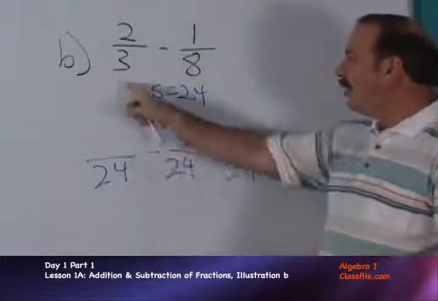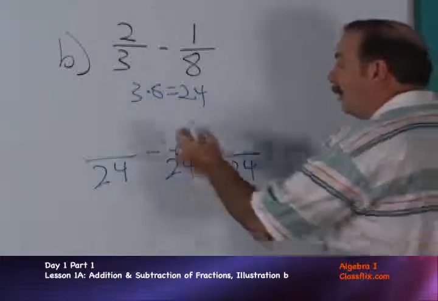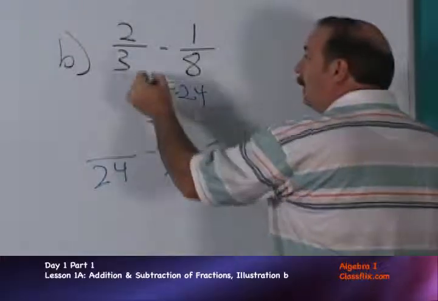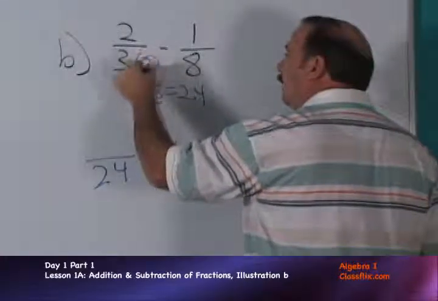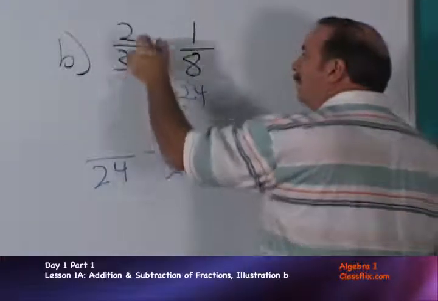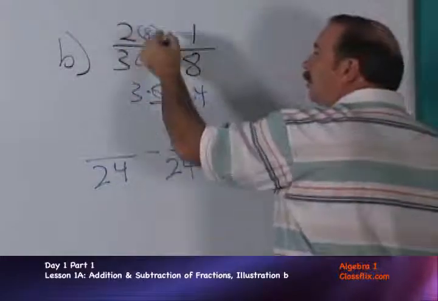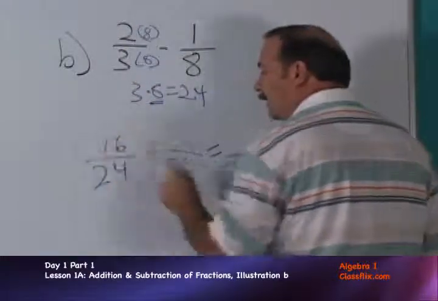How did I turn this 3 into a 24? I multiplied it by 8, didn't I? So if I do that, 3 times 8 is going to equal 24. If I multiply this denominator by 8, I must multiply this numerator by 8. 2 times 8 is 16.